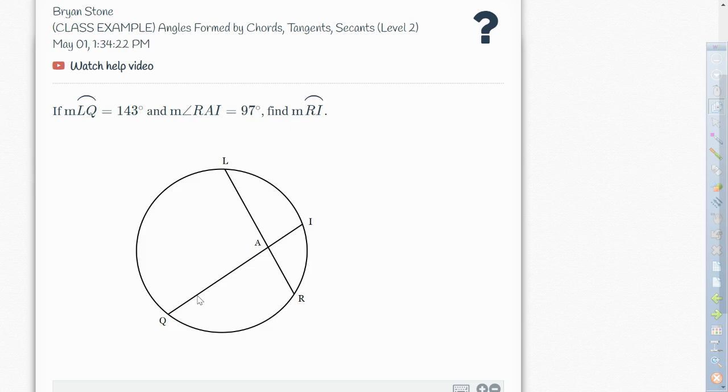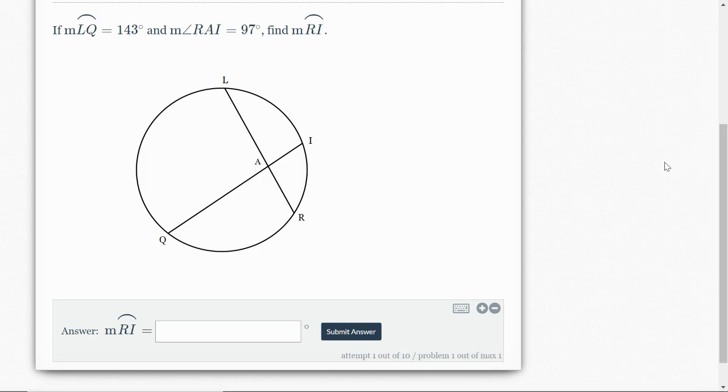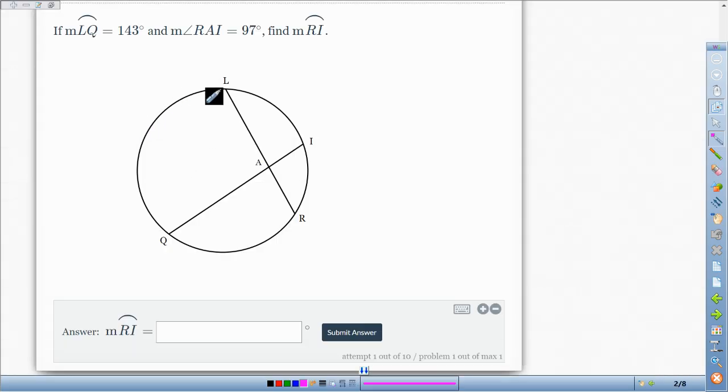All right, this is a type of problem where it wouldn't be a terrible idea just to draw yourself a simple circle. Okay, it's giving us the measure of arc LQ. Let me scroll this down. So that's giving us the measure of this arc is 143.